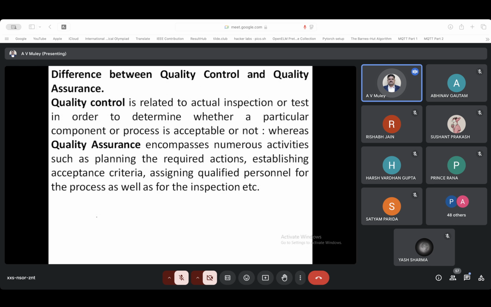Difference between quality control and quality assurance. Quality control is related to the actual inspection of the test in order to determine whether a particular component of the process is acceptable or not. Whereas quality assurance encompasses numerous activities such as planning the required action, establishing the acceptance criteria, assigning qualified personnel for the processes as well as for the inspection. तो ये quality assurance में ये difference है quality control और assurance में.